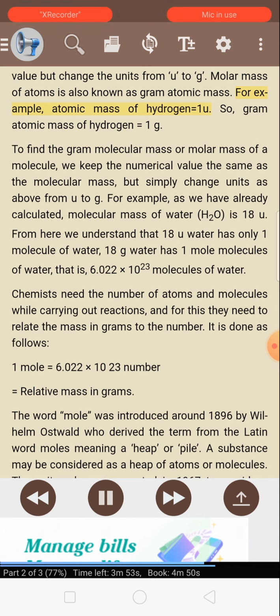For example, atomic mass of hydrogen equals 1 U. So, gram atomic mass of hydrogen equals 1 gram. 1 U hydrogen has only 1 atom of hydrogen. 1 gram hydrogen has 1 mole atoms, that is 6.022 × 10^23 atoms of hydrogen. Similarly, 16 U oxygen has only 1 atom of oxygen. 16 grams oxygen has 1 mole atoms, that is 6.022 × 10^23 atoms of oxygen.